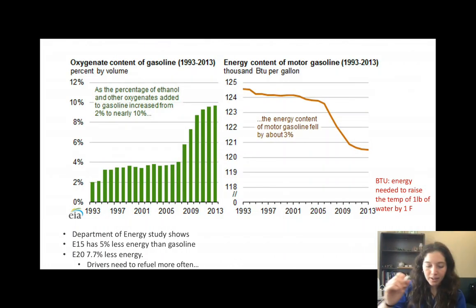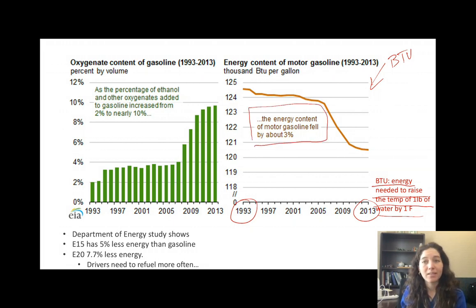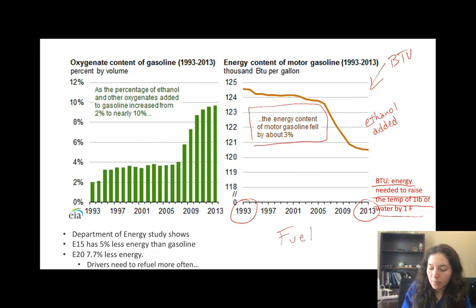You can see this here, actually, when we look at our BTUs. This is the energy needed to raise the temperature of 1 pound of water by 1 degree Fahrenheit. It's an energy unit. We can see that over time, from 1993 to 2013, the energy content of gasoline fell by about 3%. That's because ethanol was included. Ethanol's been added. So the energy we get from our fuel now is less, which means that you have to fuel up more often because there's less energy in your gasoline supply.